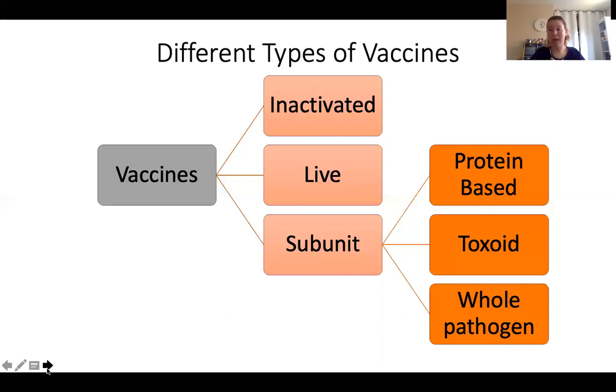And then there's a whole pathogen subunit. A whole pathogen subunit is similar to an inactivated, but instead of having all the components, it is just a shell that is put into the body. There's nothing else in it. It is a pure shell. So some examples of the subunits are Hep B, the Hib, some influenza vaccines are subunits, the pneumococcal vaccine, the HPV, et cetera.